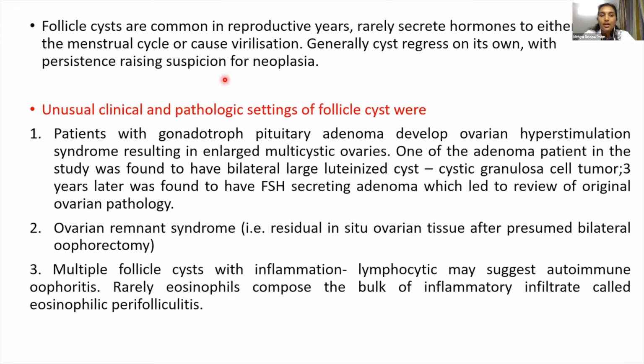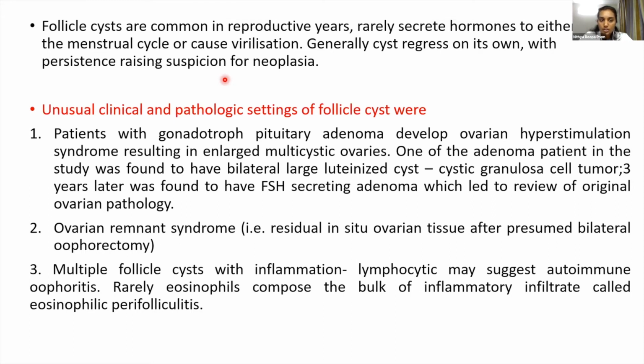So the important part is the unusual clinicopathological setting in which follicle cyst can occur. In this case, patients with gonadotropic pituitary adenoma develop ovarian hyperstimulation syndrome, resulting in enlarged multicystic ovaries. One of the patients with pituitary adenoma was found to have bilateral large luteinized cysts, and it was diagnosed as cystic granulosa cell tumor. But 3 years later the patient was found to have an FSH secreting adenoma, which led to review of the original ovarian pathology.